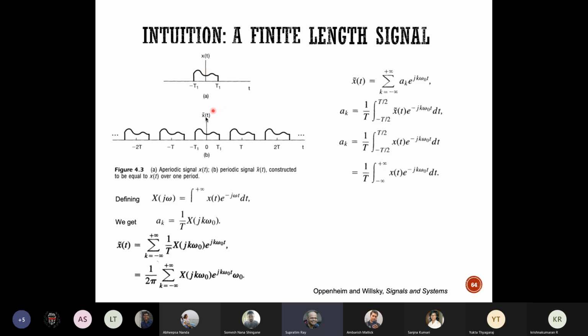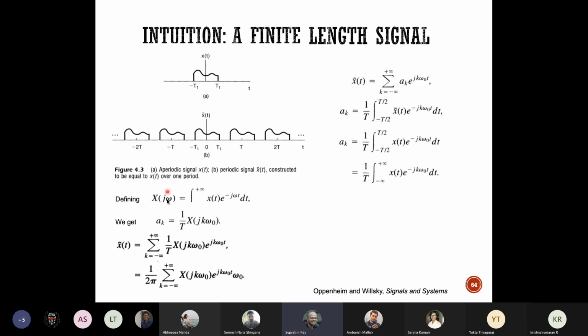And I'm going to make a periodic signal out of this. So this is an aperiodic finite length signal, and I am making a periodic counterpart of it, which is equal to x(t) over one period. Over this period, from minus T/2 to T/2, it's the same. But then this one has copies of this. And now I'm defining a continuous function X(j omega) given by this formula. It's the integral of x(t) multiplied by e to the power minus j omega t dt. This is my definition.